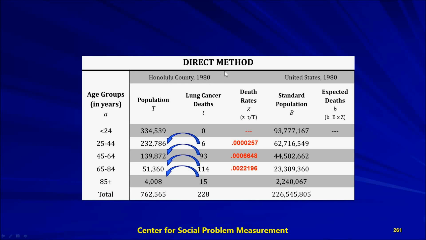And you notice where the subpopulation is, it's on the left side of the table, and you notice where the standard population is in the direct method, it's on the right side of the table. And you have to keep this in mind because with the direct method they switch. The U.S. population moves over here, and then the subpopulation moves to the right.